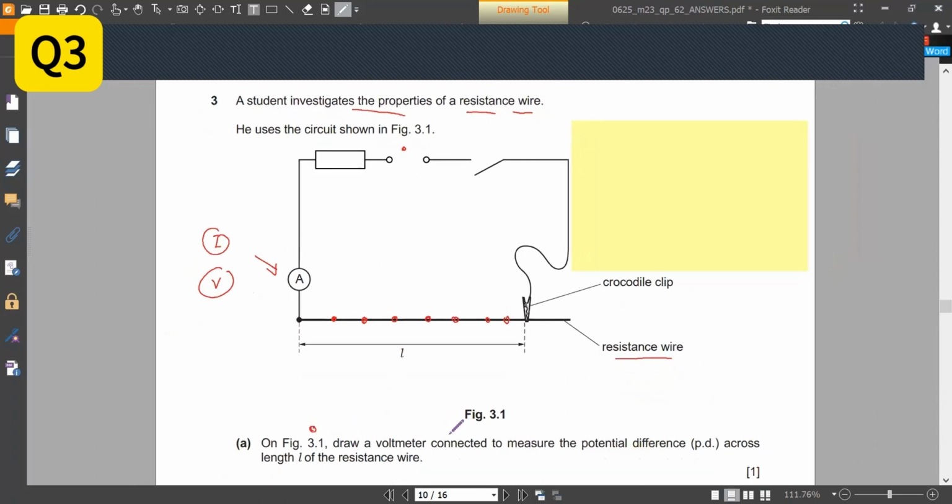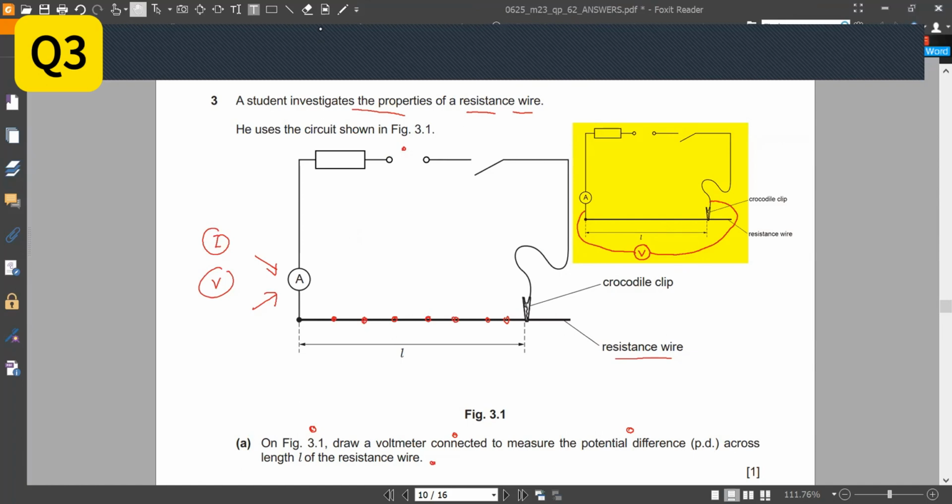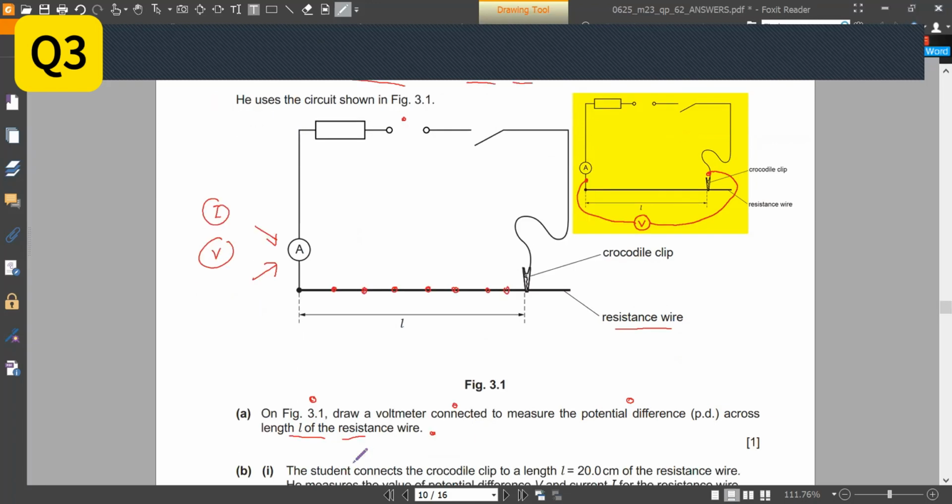First question. On figure 3.1, draw a voltmeter connected to measure the potential difference across the length of the resistance wire. So we already know the ammeter should be connected in series with the experimental setup. How about the voltmeter? So the voltmeter should be connected in parallel. So the voltmeter should be connected as such to measure the potential difference across the wire.